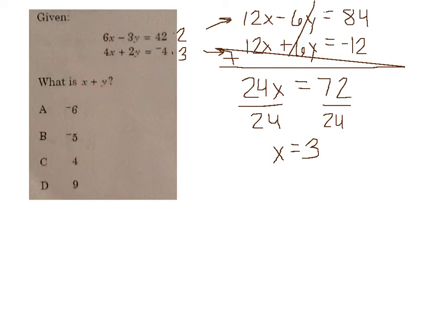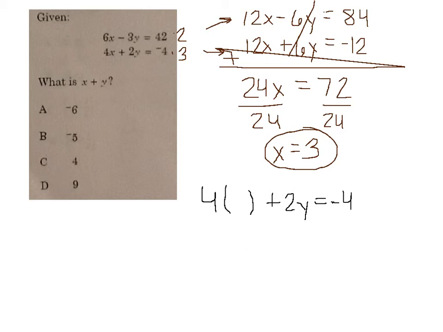We have our x. Now we have to go back and find our y. So in order to find our y, we're going to take this x equals 3 and plug it into one of these equations. I typically like to pick the one with a smaller number, but truthfully it does not matter which one we choose. So I'll plug it into the second one. Here is 4x plus 2y equals negative 4. Notice how instead of x, I put a set of parentheses, because what I'm going to do is plug in 3 there.